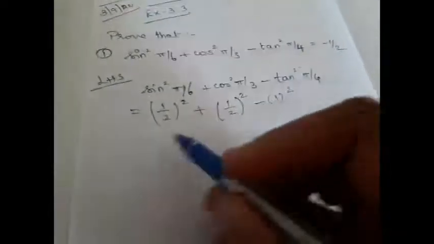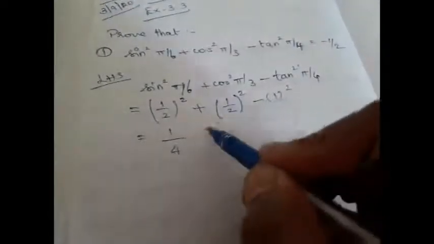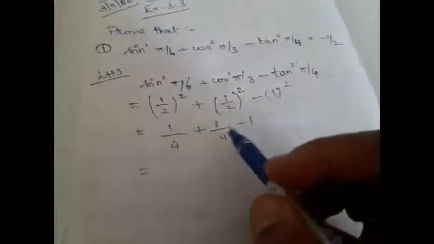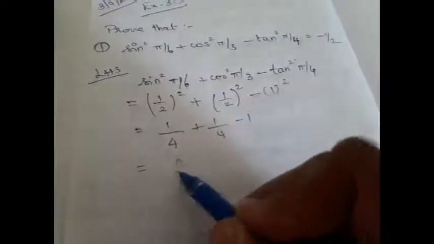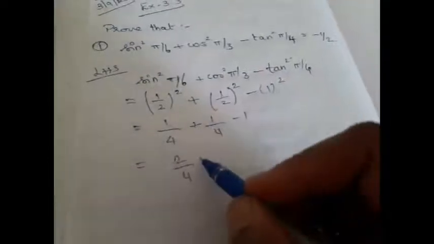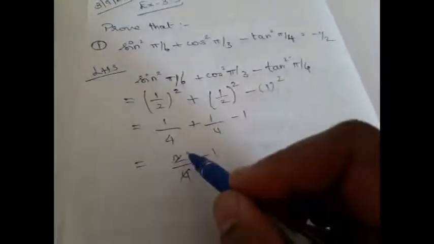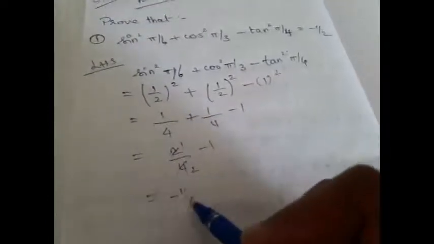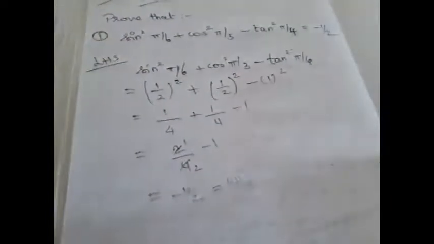So which is 1 square, which is equal to 1 by 4 plus 1 by 4 minus 1. 1 by 4 plus 1 by 4 is what? 2 by 4. Common denominator, add the numerators. Minus 1, which is nothing but minus 1 by 2. Half minus 1 is minus half, which is equal to our right hand side. Hence we proved. Now let us see how we can prove the second problem.